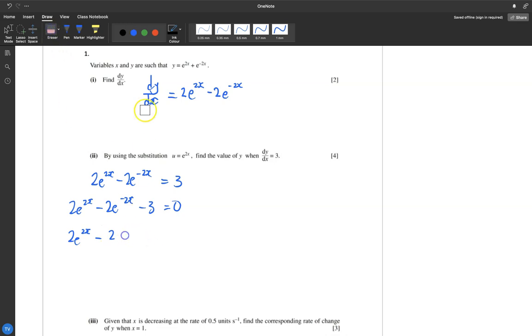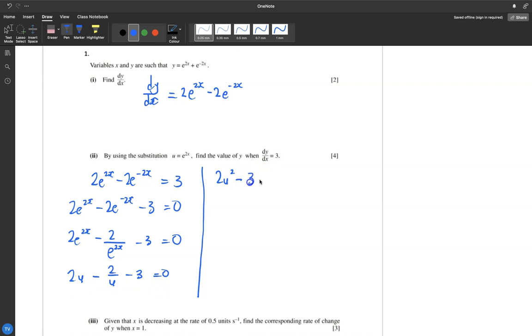Oops, made a tiny error there. It should be 2 over e to the power of 2x. Now this becomes positive. Okay, now I can make my substitution quite clearly, because e to the power of 2x, I'm just going to substitute all of it into u. So I get 2u minus 2 over u minus 3 equals 0. Now we have a nice equation. All we need to do is make this into a quadratic by removing the fractions. So I'm going to take u and multiply by all the terms. So you get 2u squared minus 3u minus 2 equals 0.